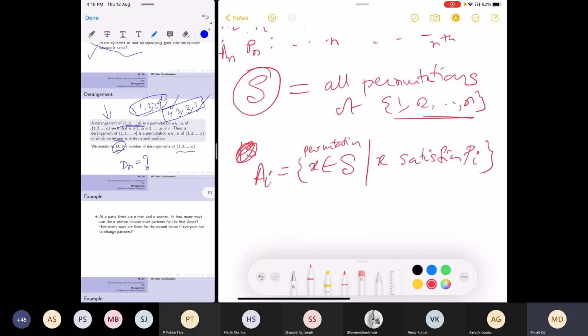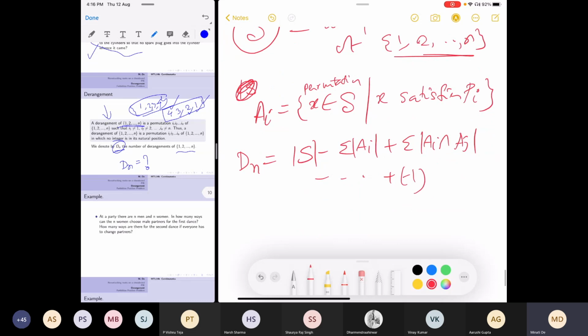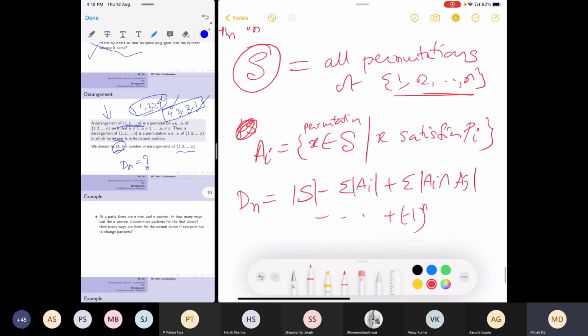So the number of derangements Dn, if you apply the principle of inclusion exclusion, is the cardinality of S minus the sum of the Ai, plus the sum of Ai intersection Aj, minus and so on, up to minus 1 to the n, A1 intersection through An.